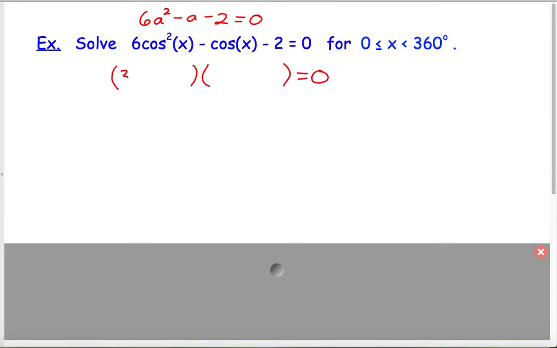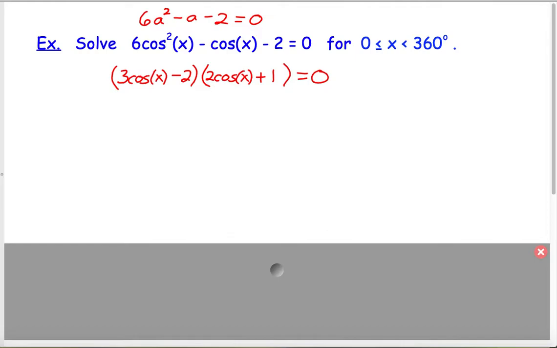And that would be 3 cosine, let's try that, 3 cosine of x times 2 cosine of x. That would give us 6 cosine squared. And then if I put a 2 here and a 1 here, make the 2 negative and the 1 positive, then when I do these two, I'm going to get a -4 cosine, and those two give me a positive 3 cosine, which would add up to a -1 cosine. And when I multiply -2 times +1, I get a -2. Okay, so we factored this correctly.